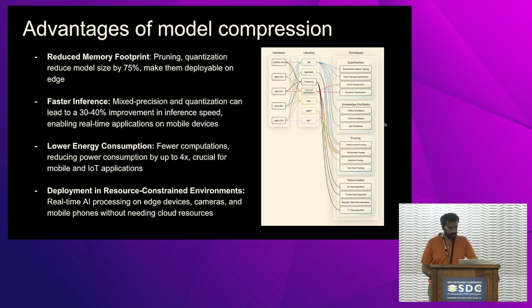Lower energy consumption, because there are fewer computations and they reduce the power consumption by up to 4 times, which is very crucial for mobile and IoT applications. And deployment in resource-constrained environments. Like I said, AI on the edge or private AI, cameras and mobile phones without needing cloud resources may be very suitable for the applications of the future.